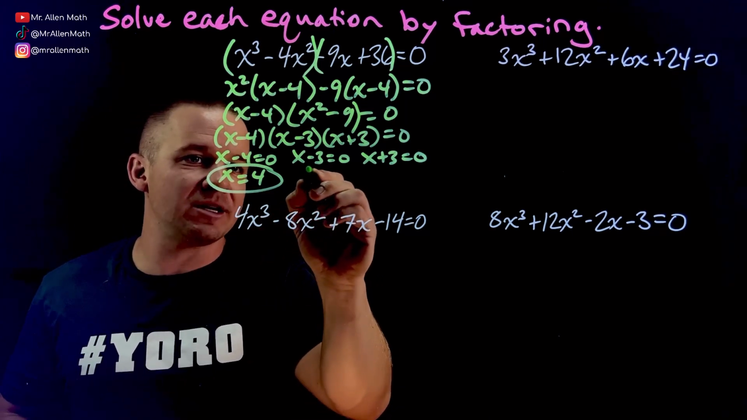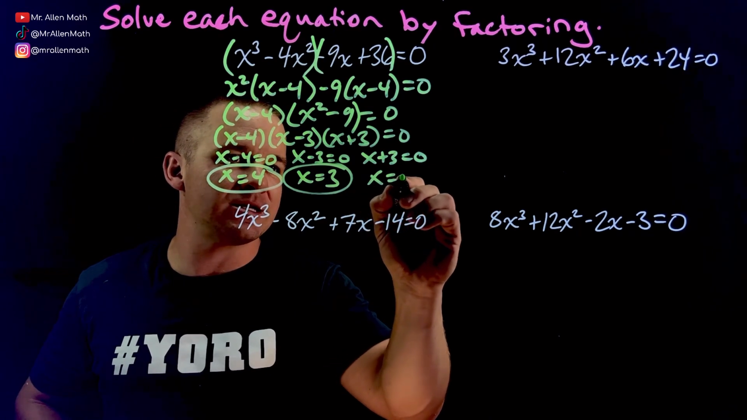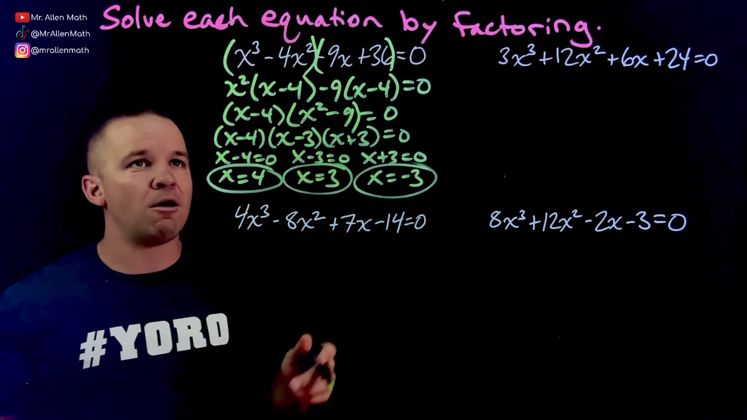So for this one here, I got to add 3, so I get x equals positive 3. And over here, I'm going to subtract 3. I get x equals negative 3. Cool. There we go. First one done.